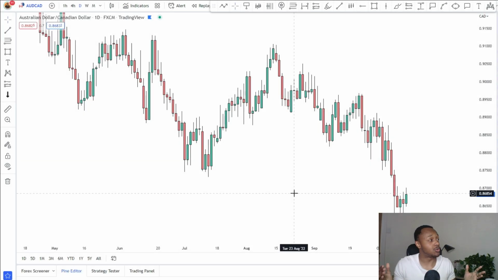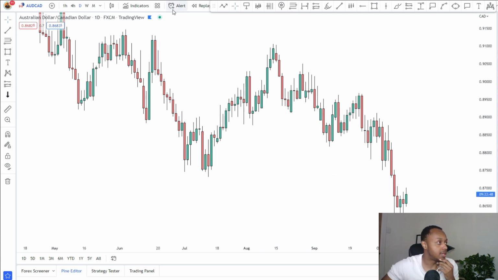Okay guys, so welcome to AUDCAD on the daily time frame. Like I said, I'm just going to talk you through a trade that I took recently using this 3-step method. And again, I utilize the higher time frames. My directional time frame is the daily, the 4H is where I'm looking for my entry levels, and the hourly is where I'm looking for my execution and entry confirmation.